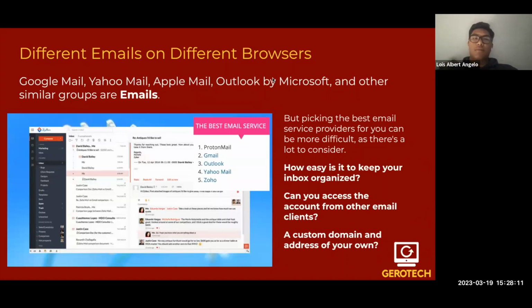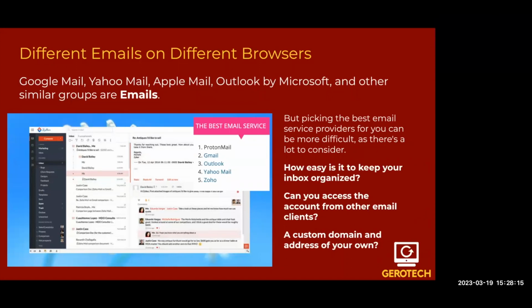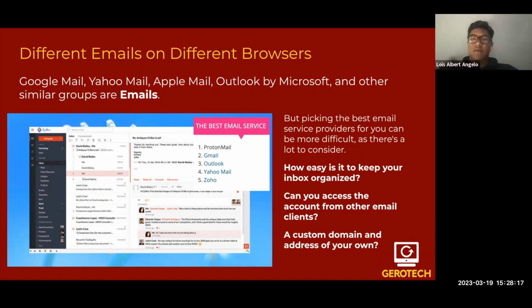And then, as I mentioned before, different emails on different browsers. There are the top 5 emails that are listed on this graphic here. So Proton Mail, Gmail, Outlook, Yahoo Mail, and Zoho. Some of these may cost you, some of these won't. Gmail, Outlook, and Yahoo Mail are usually free. And then Proton Mail and Zoho may have certain charges depending on storage or access to accounts.